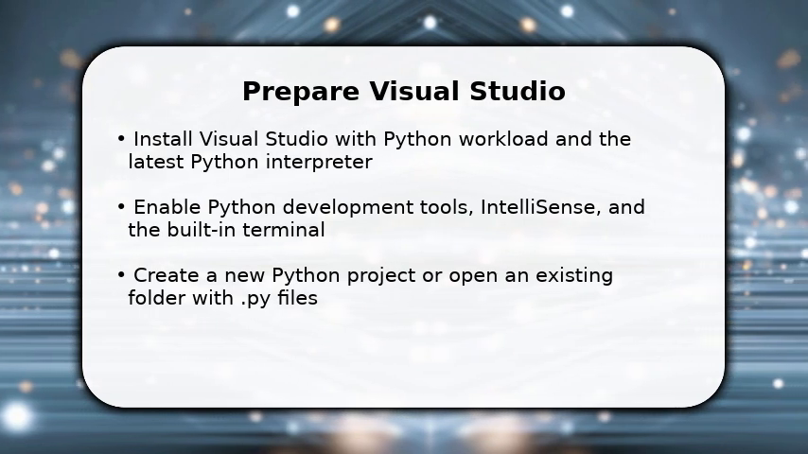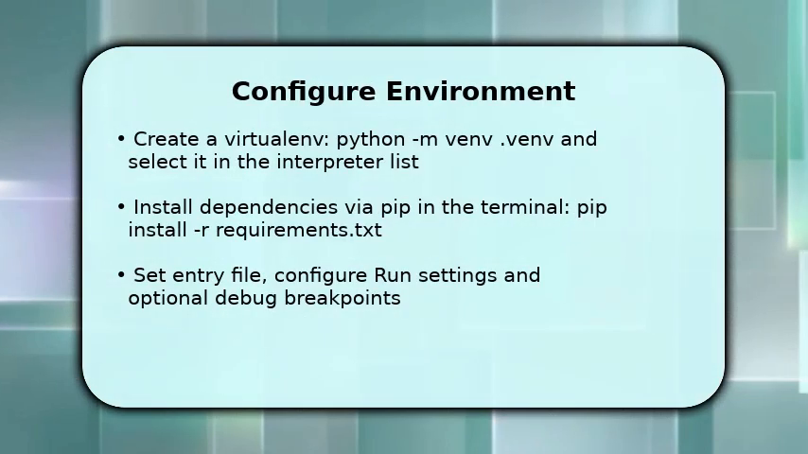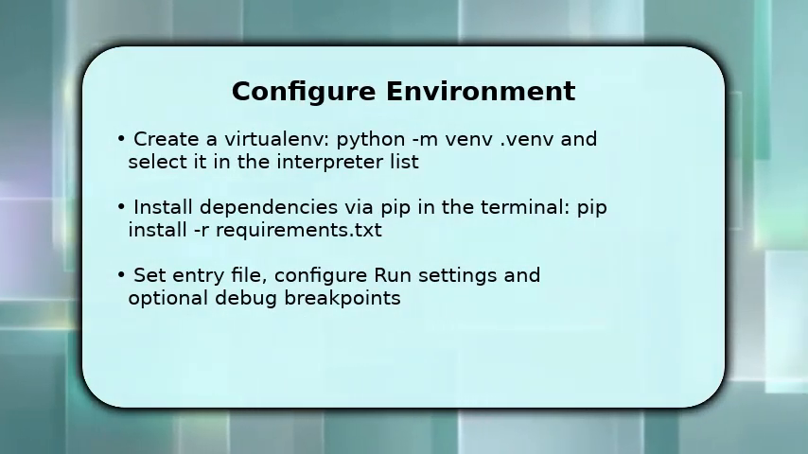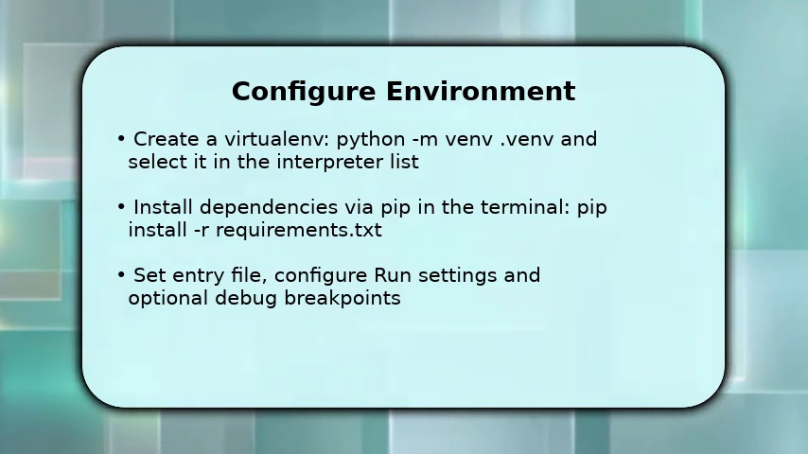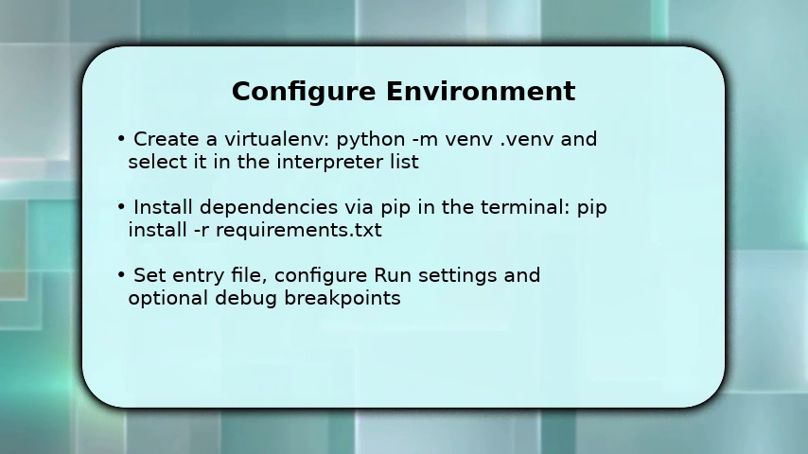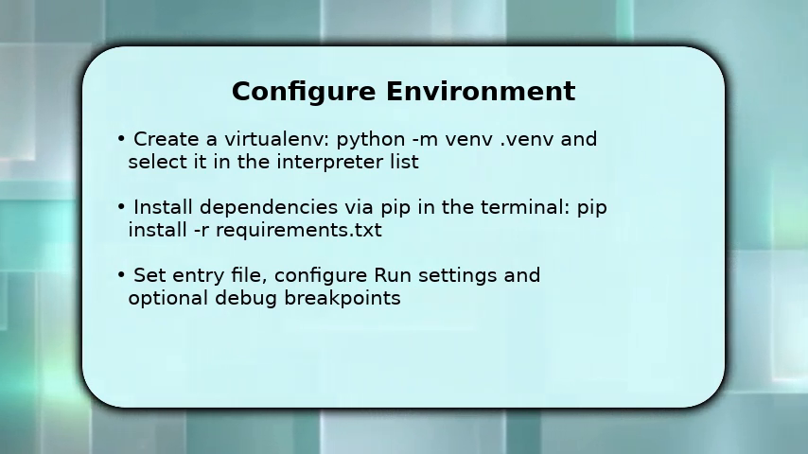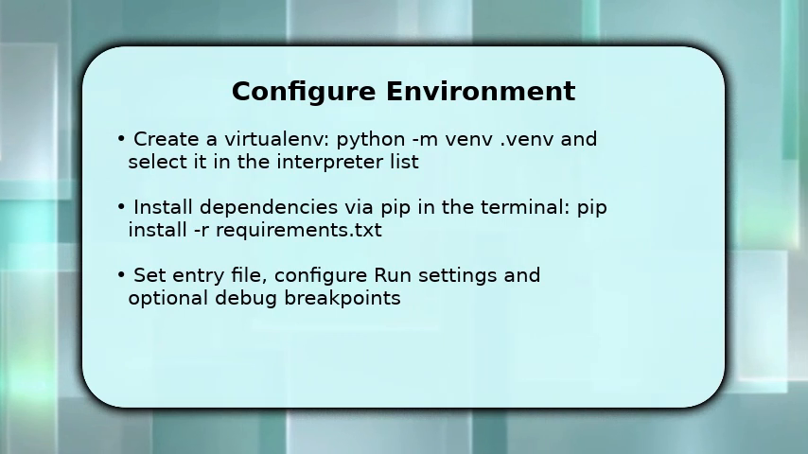Next, you isolate dependencies by creating a virtualenv and selecting it as the project interpreter so package versions don't conflict across projects. Then install requirements from requirements.txt in the integrated terminal, that keeps the environment reproducible.